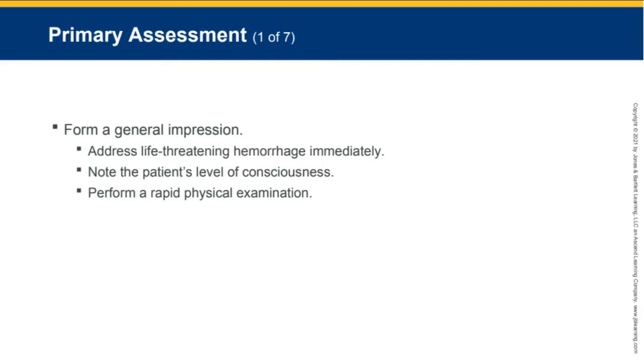After you have completed your scene size up, the next phase of your assessment is your primary assessment. This is where you will identify immediate and potential life threats and address them. So form a general impression of the patient and the environment. Address life-threatening hemorrhage immediately. Note the patient's level of consciousness. Perform a rapid physical examination as required.